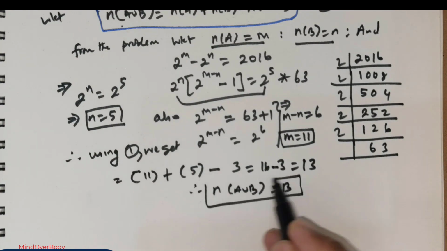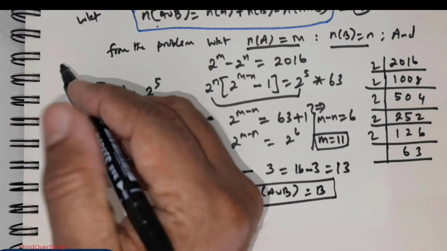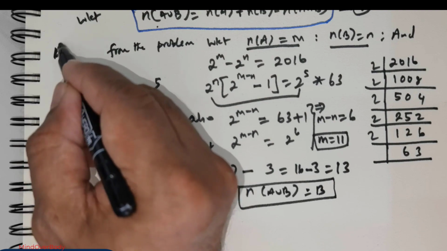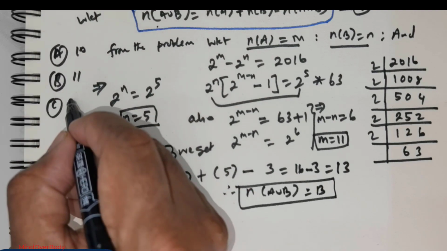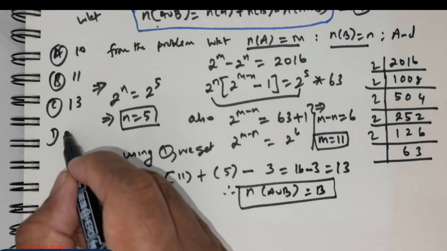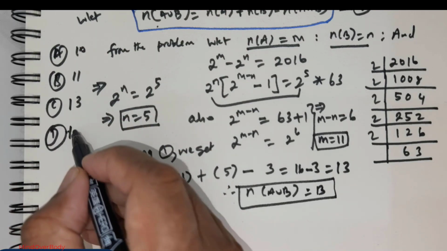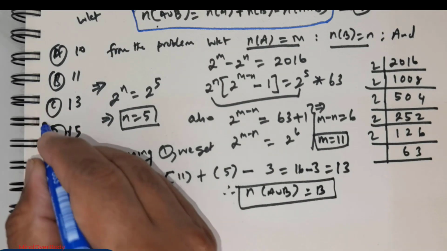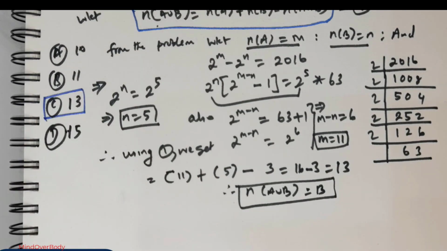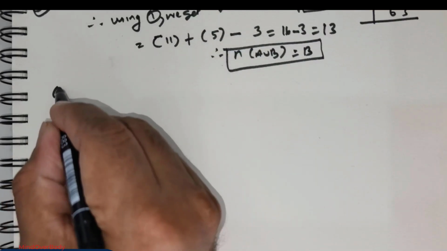So if you were to be given the choices, right, say A is equal to 10, B is equal to 11, C is equal to 13, D is equal to say 15, your choice in this case should be C. So this is a lovely question. Okay, so we got a next question.